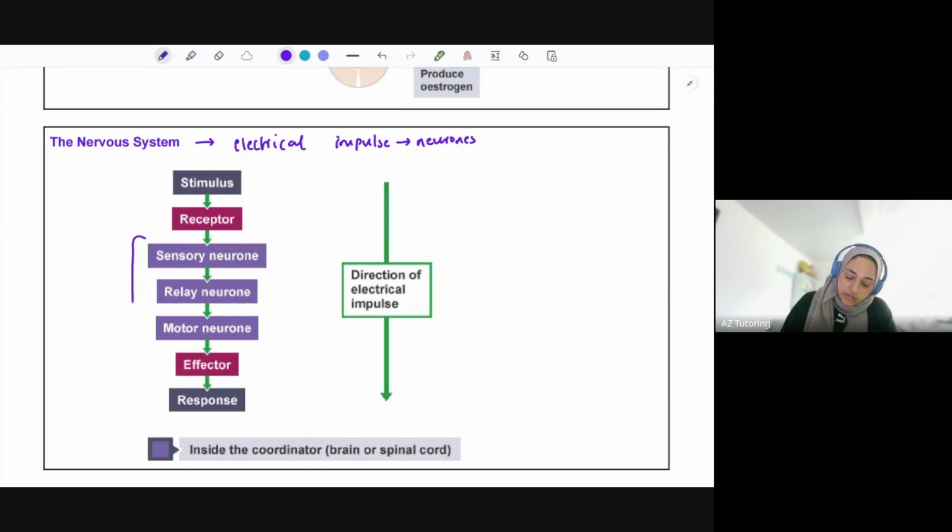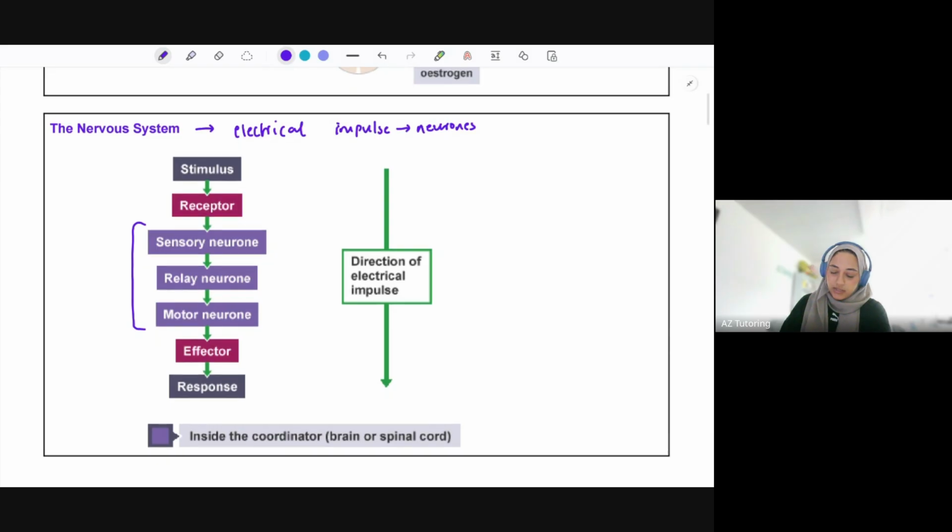It then follows this path of neurons, which in other words are just nerves. So your sensory neuron, your relay neuron, and then your motor neuron. And these parts are all part of the brain and the spinal cord. So that's why it says here inside the coordinator.